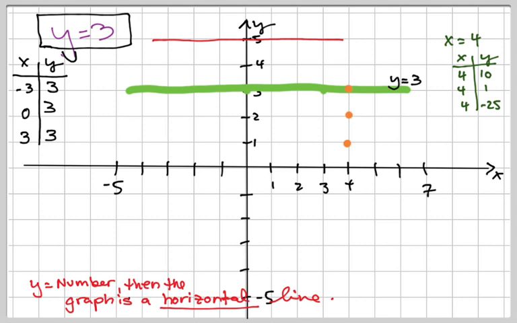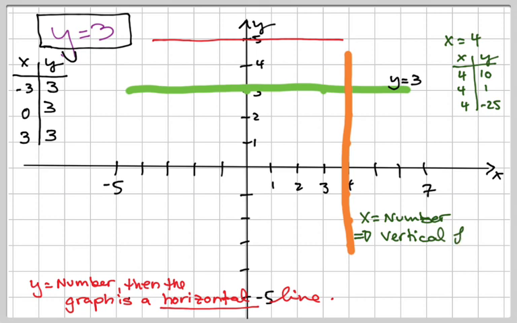4, 1, 4, 2, just like so. Here you go. x equals a number implies a vertical line. And don't you forget it. Vertical line. So if x is equal to -5, that would be right over here. If you only have one variable.